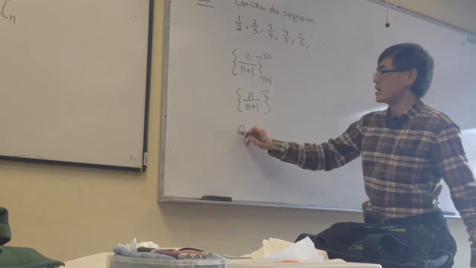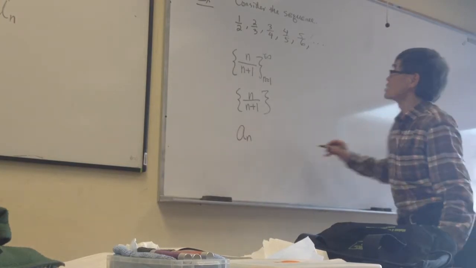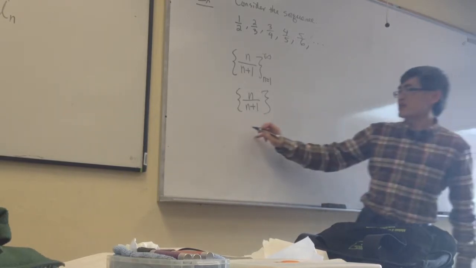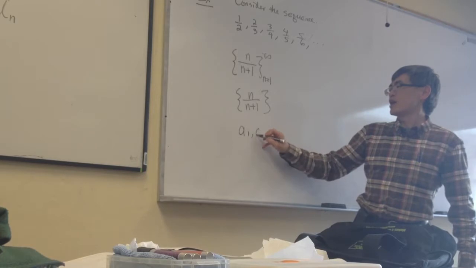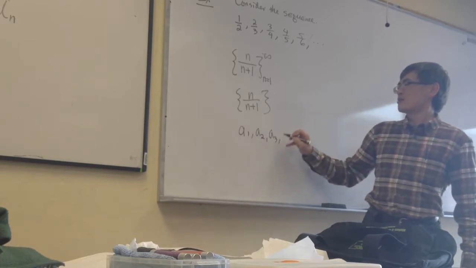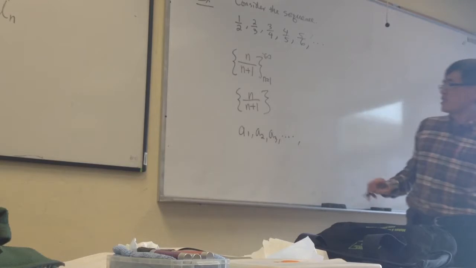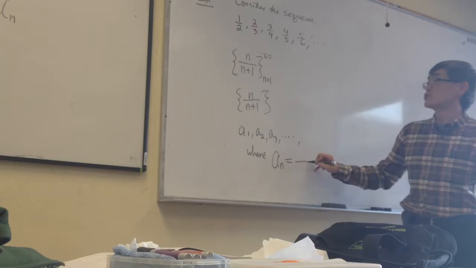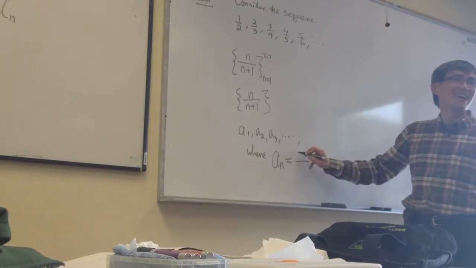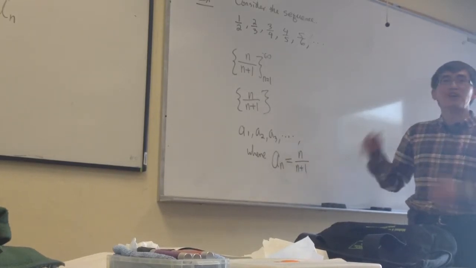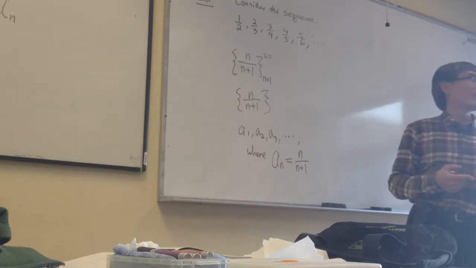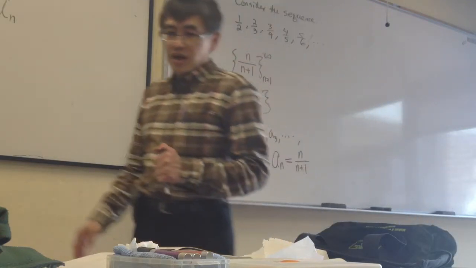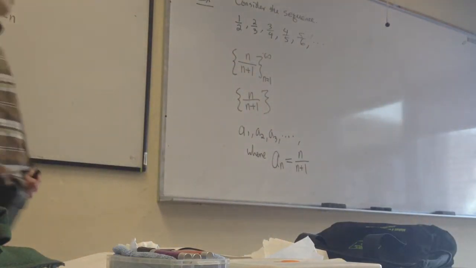Another way of writing it is to write an. Another way of presenting it is that you go something like a1, a2, a3, dot, dot, dot, and then you say where an is equal to what I'm going to write: n over n plus 1. That will be exactly the same. Okay, so these are the common ways of presenting a sequence.